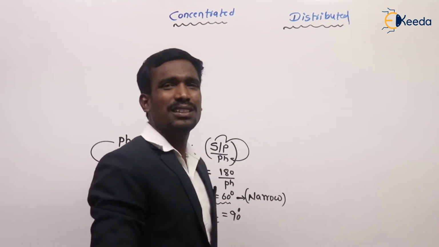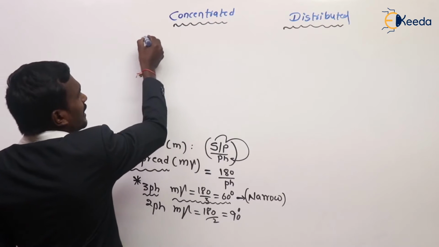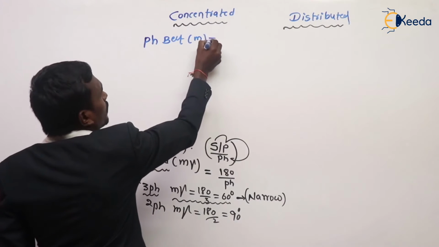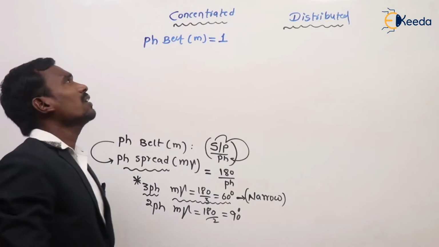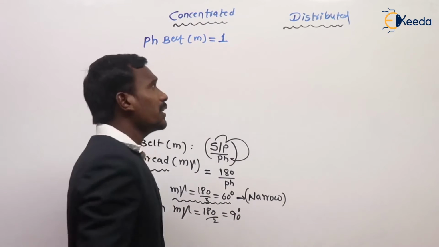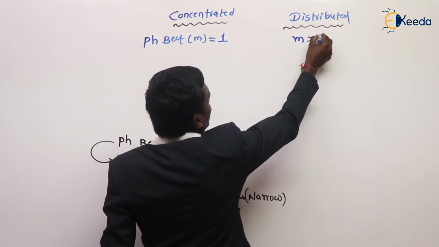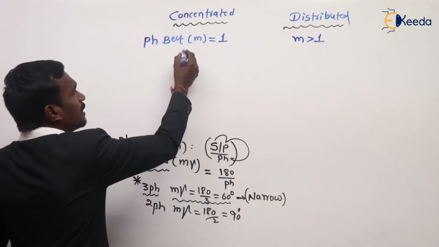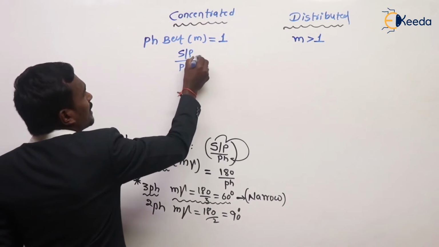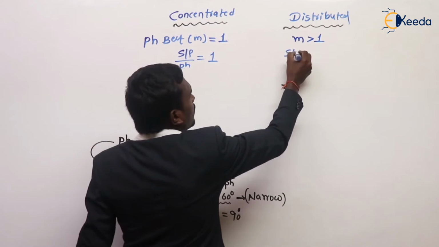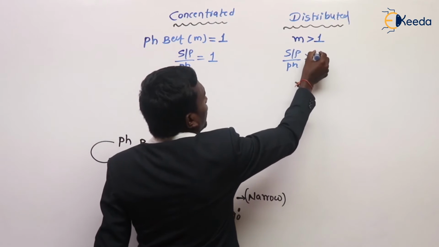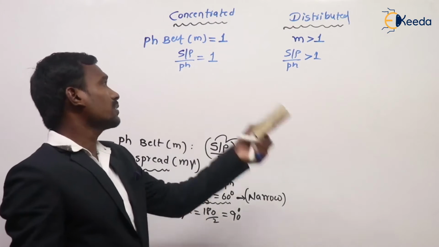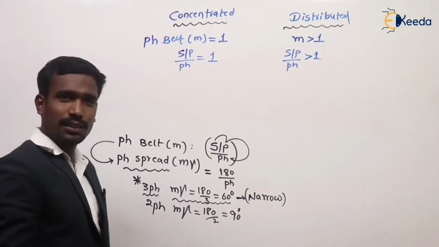But technically, what is the definition for concentrated winding? A concentrated winding is one in which the phase belt m equals 1. A winding in which the phase belt m is greater than 1 is called distributed winding. That is, if the slots per pole per phase equals 1, it is concentrated; if the slots per pole per phase is greater than 1, it is distributed. That's why we should know the phase belt.